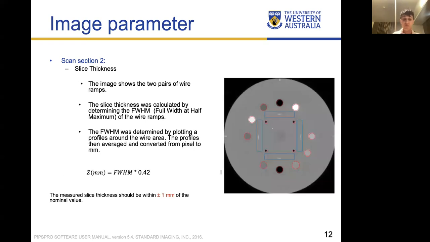By plotting a profile around the wire ramp and averaging the profile, and converting the pixel to millimeter, we determined the full width at half maximum, then multiplied it by 0.42. The measured slice thickness should be within 1 millimeter of the nominal value.